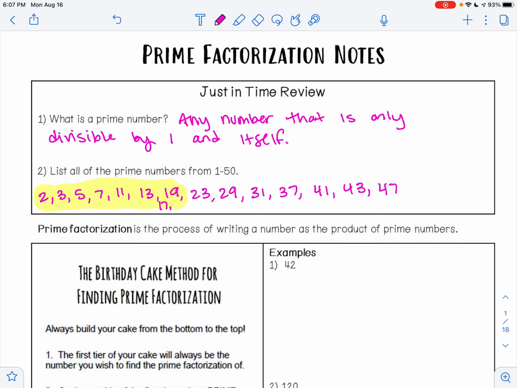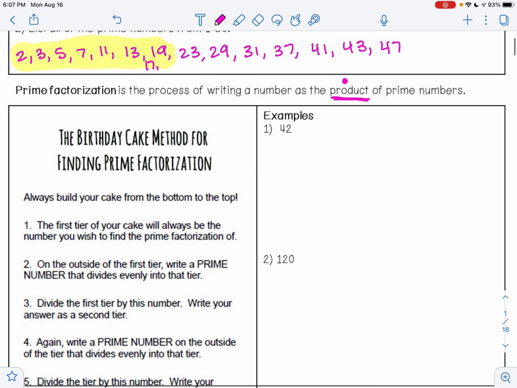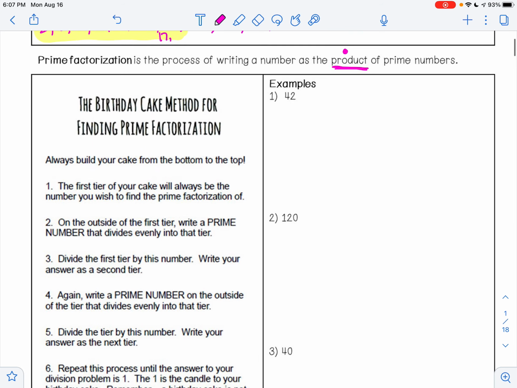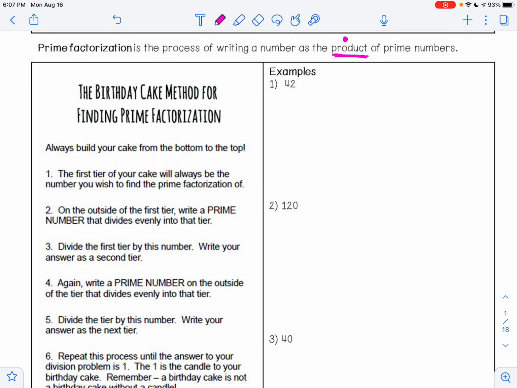Prime factorization is the process of writing a number as a product of prime numbers. Remember, the word product means that you are multiplying. The method that I'm going to show you today to find prime factorization is called the division of primes method. And we call this method the birthday cake method because when you do it, it looks like you have a birthday cake. Let me show you what I mean.